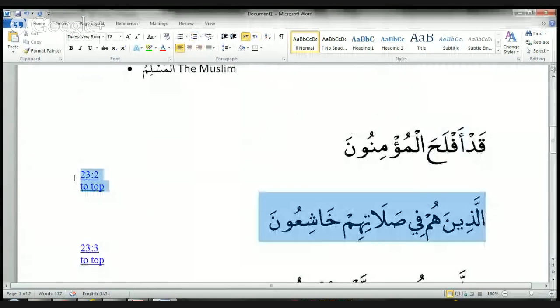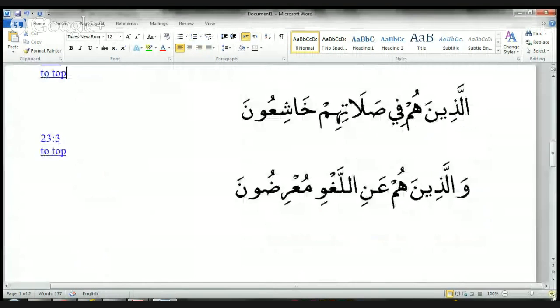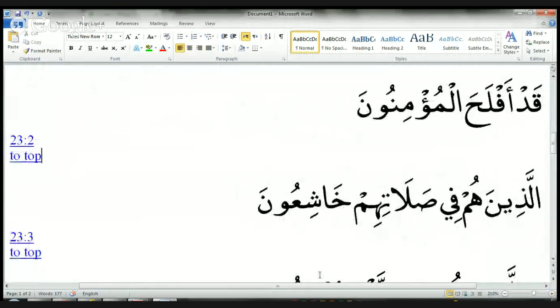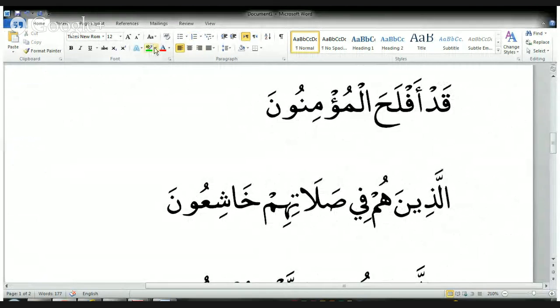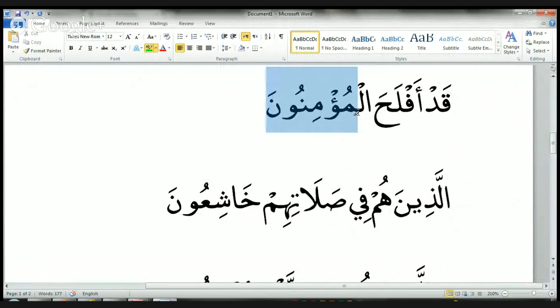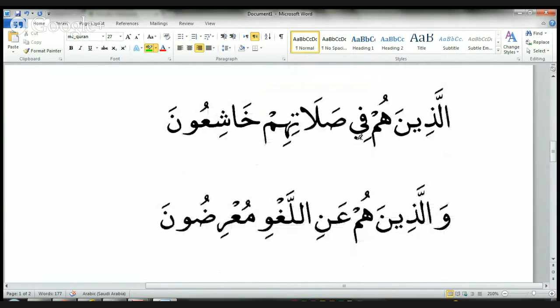Let's go over some Quran here. Let's look for heavy and light. قَدْ أَفْلَحَ الْمُؤْمِنُونَ. Al-mu'minuna is heavy. So I'm going to do green for heavy. How do I make it light? Al-mu'minu. Good. الَّذِينَ هُمْ فِي صَلَاتِهِمْ خَاشِعُونَ. Khashi'una is what? Heavy. Good. How do I make it light?